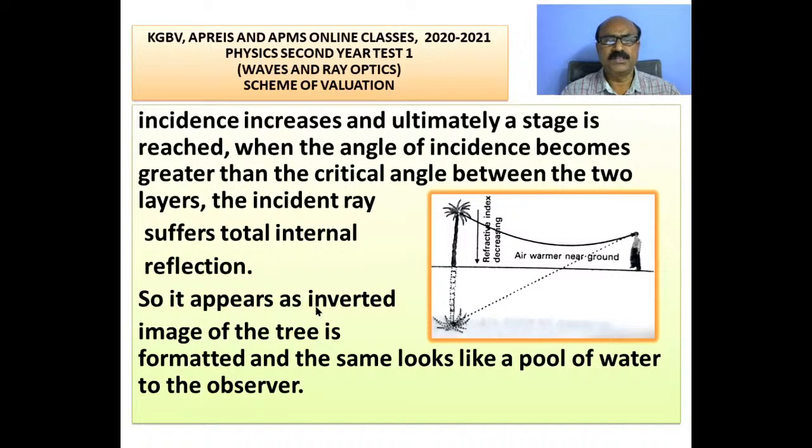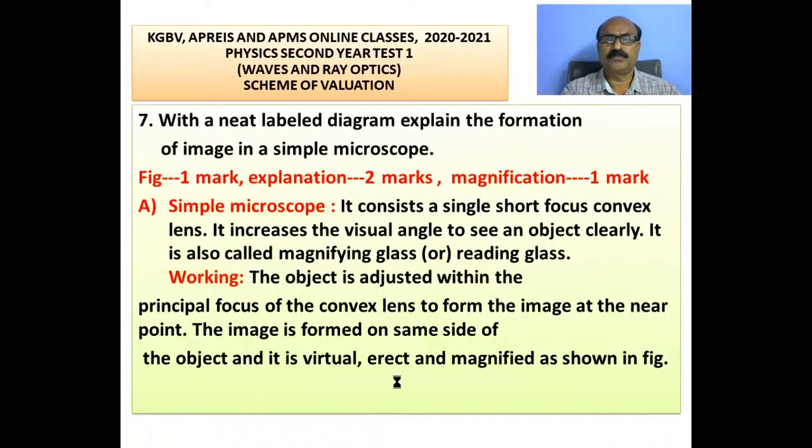So it appears as if an inverted image of the tree is formed, and the same looks like a pool of water to the observer. This is what is called mirage. So the explanation carries 3 marks and the figure carries 1 mark. So in total it is 4 marks. And now the section B. Now let us observe the 7th question.